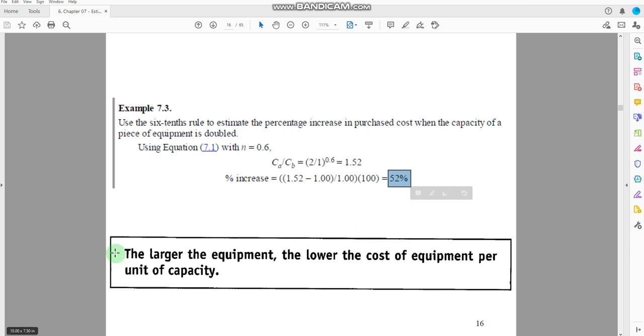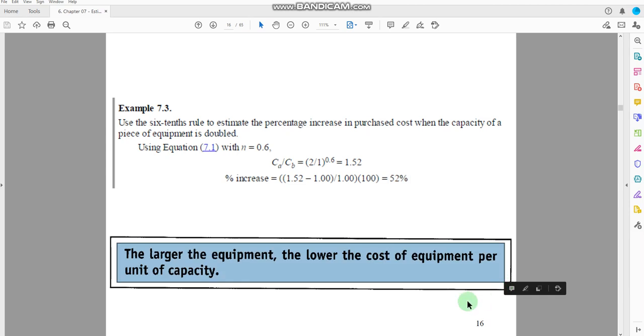Now, what conclusion can we draw here? The larger the equipment, the lower the cost of equipment per unit of capacity. So with the increase in the size of the equipment, the cost is not linearly increased. It will increase only slightly.